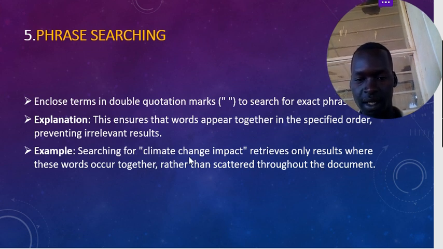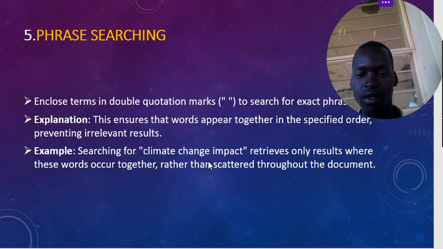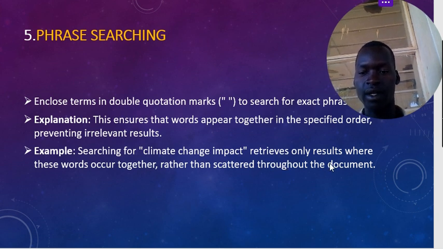So when you are searching, you need to put the quotation marks here: climate change impact. So you have to put quotes. This means that what you have put here will be the only thing to appear in your findings, and it will not be scattered throughout the documents. That is the component concerning phrase searching.